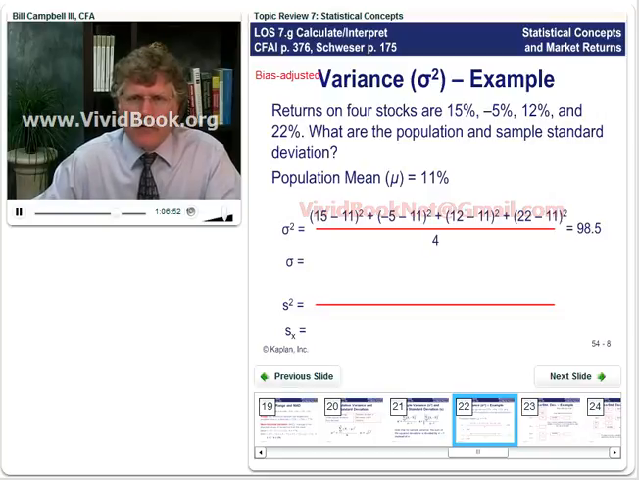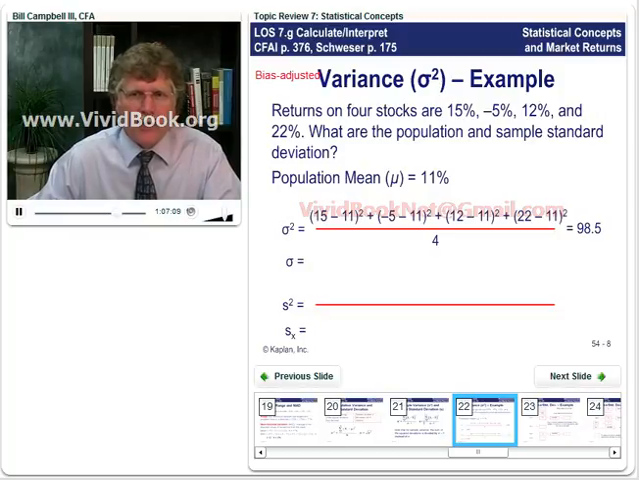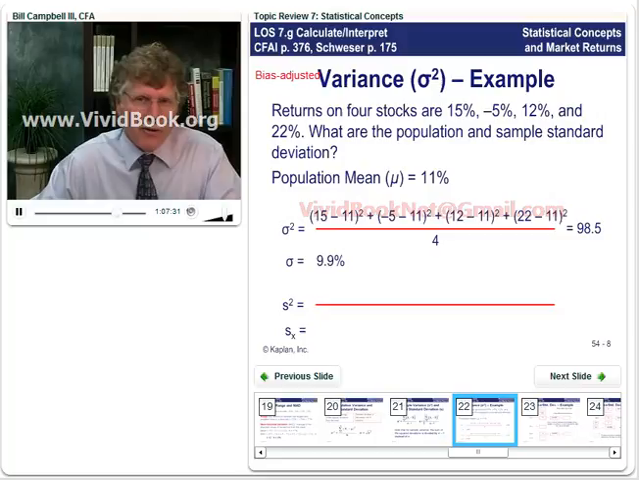We divide that by 4, we get 98.5. Again, it really should be 98.5, and the units should be percent squared. Remember, percent means divide by 100, so it really should be divide by 100, divide by 100. This number, 98.5, is too big by a factor of 10,000, but this is the way finance people talk. This is the way CFA Institute does it. This is the way you have to be able to do it on the exam. Take the square root of 98.5 and you get 9.9%. Now they remember to throw in the percent sign.